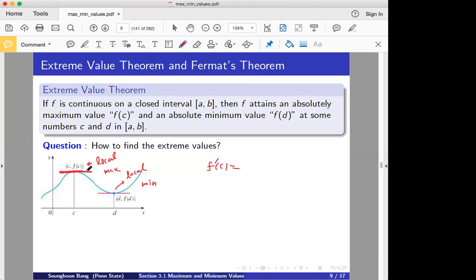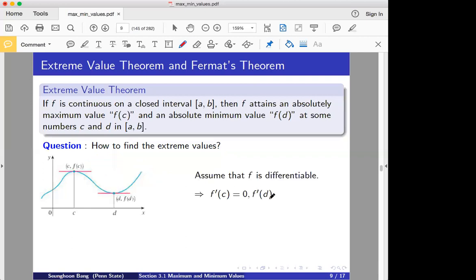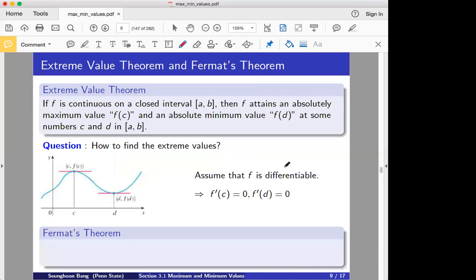The slope of the tangent line is 0. F prime of d gives the same result. The slope of the tangent line is 0. So we have the Fermat theorem. If function f has a local maximum or local minimum at c, and f prime of c exists, meaning f is differentiable, then f prime of c equals 0. We call this the Fermat theorem. So what is its converse?